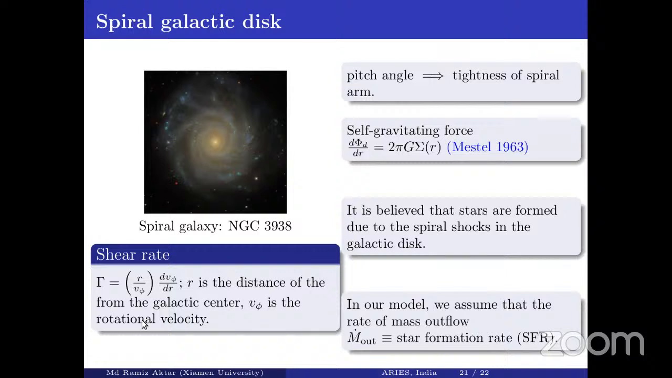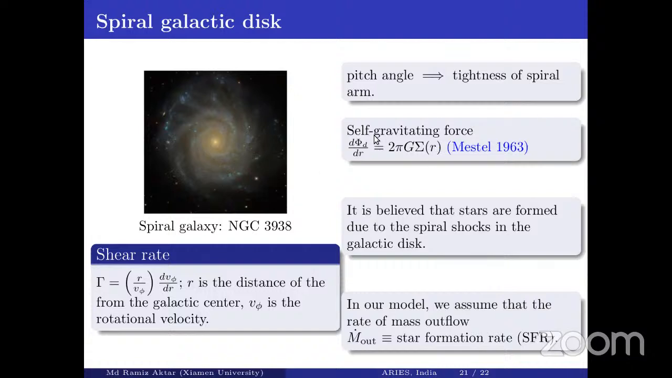And also we need the pitch angle. It is basically defined as the tightness of the spiral arm. So if the pitch angle is higher, that means the spiral arm is loosely bound, and if the pitch angle is lower, that means it is tightly bound.